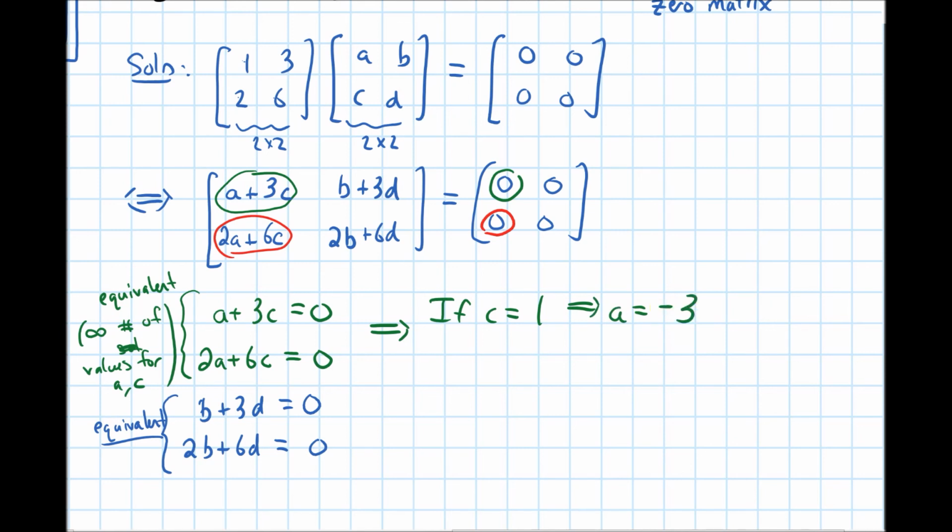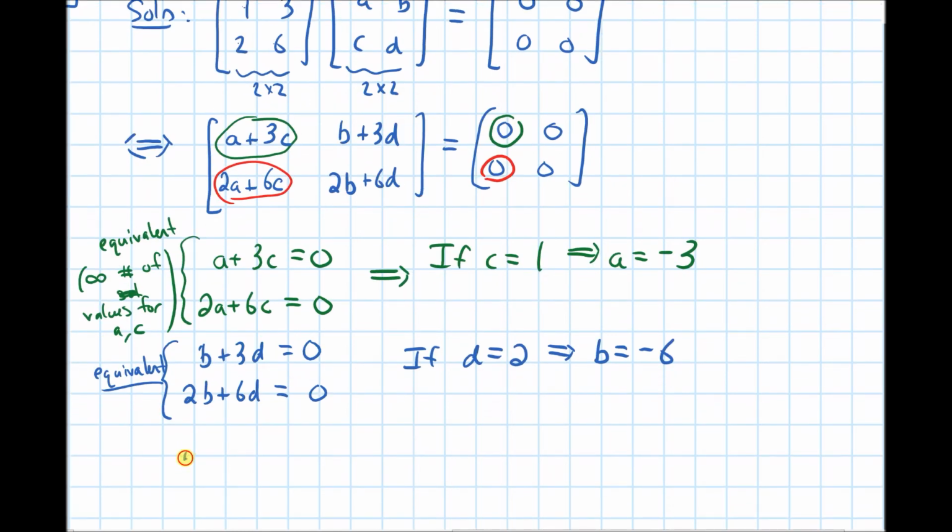So I could do the same thing for the blue equations. Just to show you guys I can pick something different, maybe I'll pick d equal to 2. And if I did that, I would get that b has to be equal to -6. And now I have the values for my second matrix. a is -3, b is -6, c is 1.